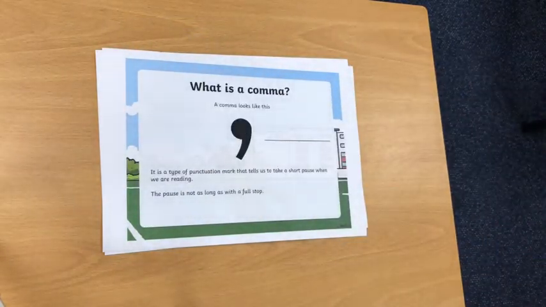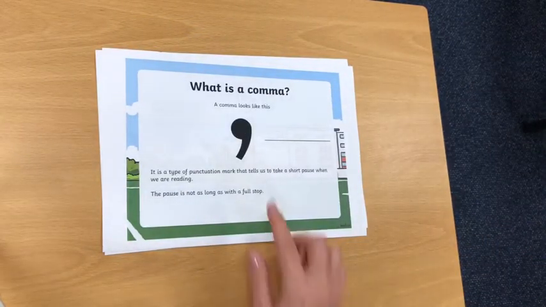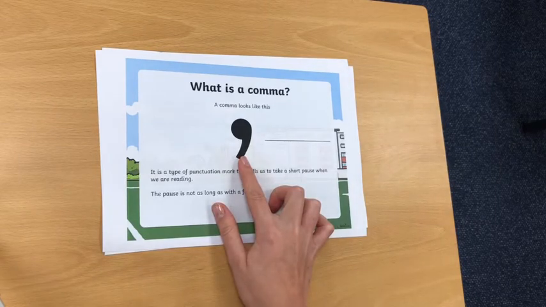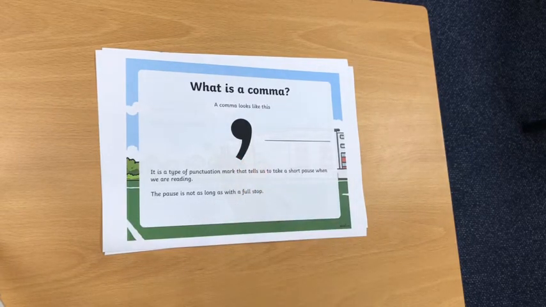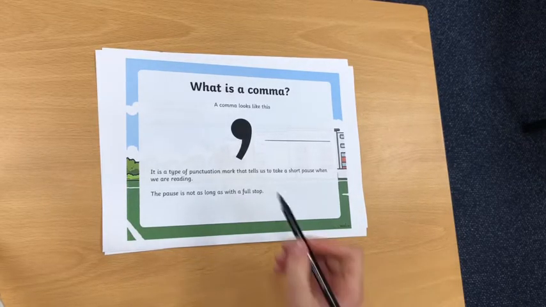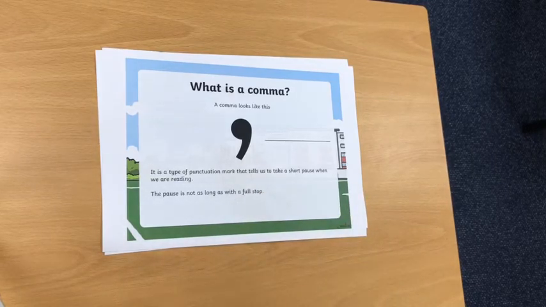So, what is a comma? This is what a comma looks like. It is a type of punctuation and it tells us to take a short pause when we are reading. However, the pause is not as long as a full stop. Can you, on a piece of paper, practice how to draw a full stop?